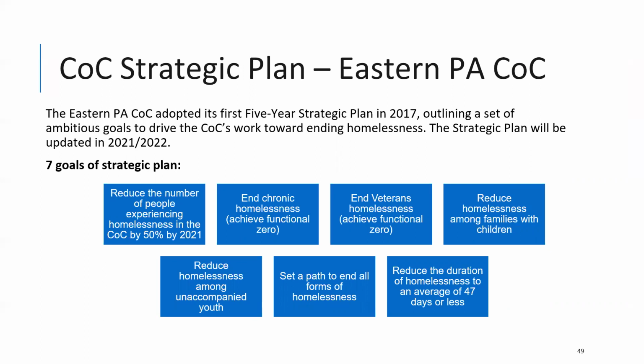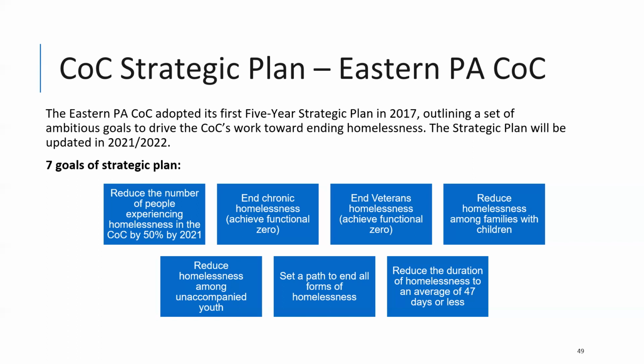In the Eastern PA CoC specifically, the CoC adopted a 5-year strategic plan in 2017 that really outlined what goals the CoC would be working on over a 5-year period to end homelessness. And that strategic plan is due to be updated in the near future. So the 7 goals that were outlined in the strategic plan: reducing the overall number of people experiencing homelessness in the CoC by 50% by 2021.